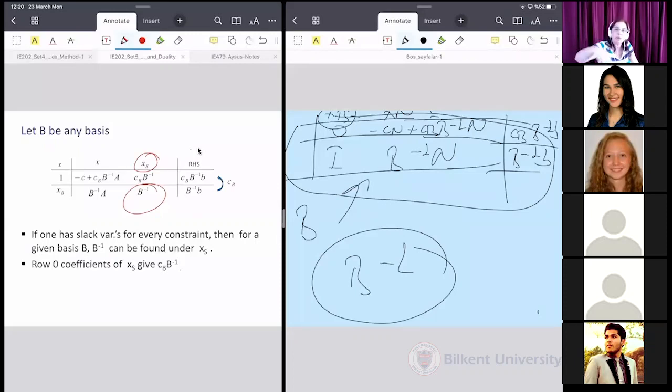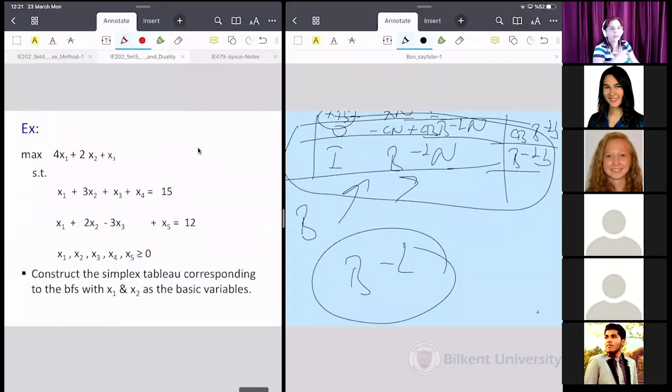Before that, we were always doing iterations. You know what you're doing? You're multiplying everything with B inverse and adding CB times it to the top. That's all. Those are all your simplex pivots and everything. Any questions?